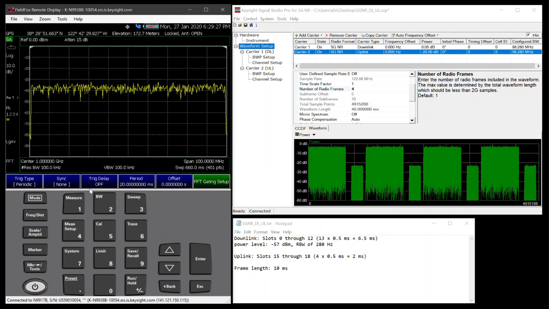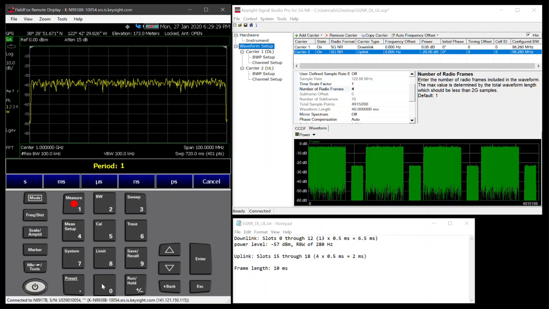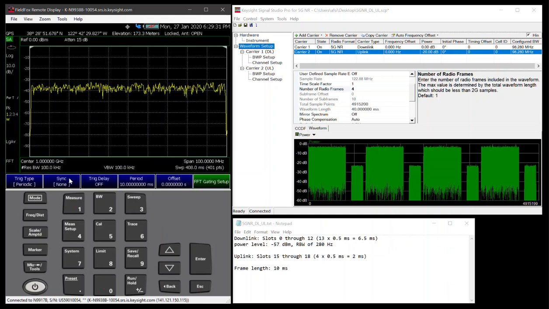So I do sweep trigger periodic, and I'm going to change my period to 10 milliseconds. And I'm going to synchronize it to external because I have my MXG output hooked up to my FieldFox's trigger input. This is where, if you have the over-the-air signal, you're going to want to be synchronizing to GPS with one pulse per second. I don't have an over-the-air signal, so I can't do that. But this is the step where it's different for your setup, in this FFT gating setup and the synchronization.